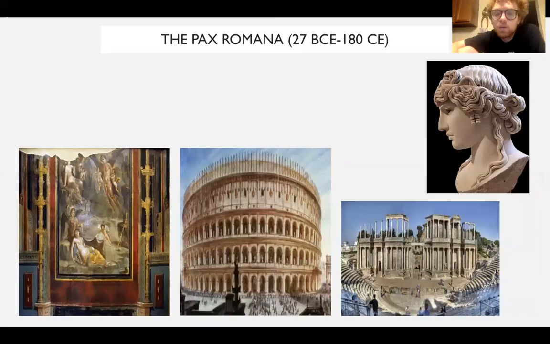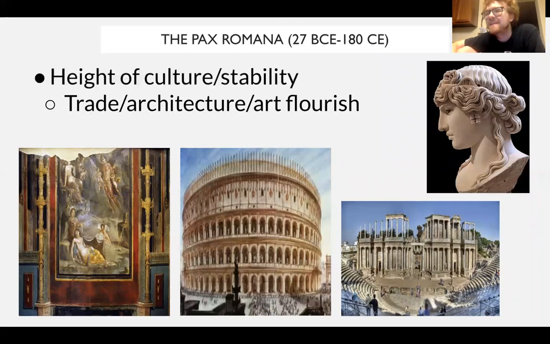Well, initially, the Roman Empire is going to enjoy a period of peace and prosperity known as the Pax Romana. It is the height of stability and culture in the Roman Empire. We're going to see trade flourish. There's a unified empire that's domestically protected by its very strong army. And we are going to see, as a result of this Romanization effort, the building of cities that follow the Roman idea of urban planning.